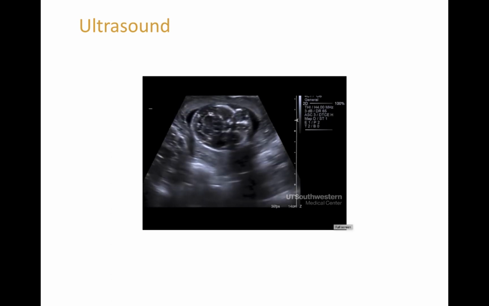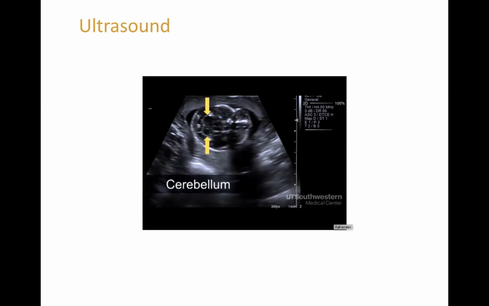We also look at this structure in the back of the brain, the cerebellum. It looks like 2 balls stacked on top of each other. For years, all we did was measure it for growth, but we now know the shape may be changed if a baby has a neural tube defect. So looking at this area helps us detect spina bifida.